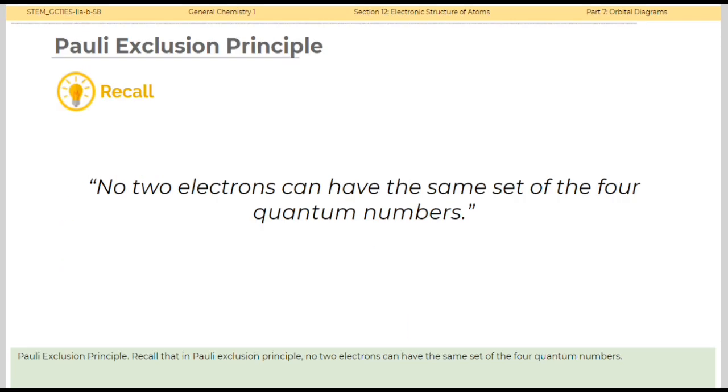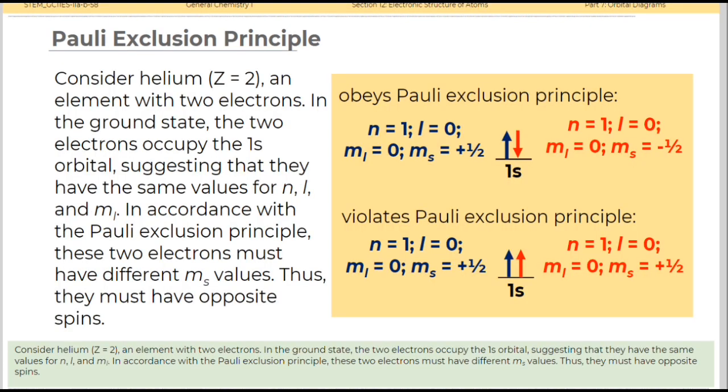Second is Pauli exclusion principle. Recall that in Pauli exclusion principle, no two electrons can have the same set of the four quantum numbers. Consider helium, Z equals 2, an element with 2 electrons. In the ground state, the 2 electrons occupy the 1s orbital, suggesting that they have the same values for n, l, and ml. In accordance with the Pauli exclusion principle, these 2 electrons must have different ms values. Thus, they must have opposite spins.